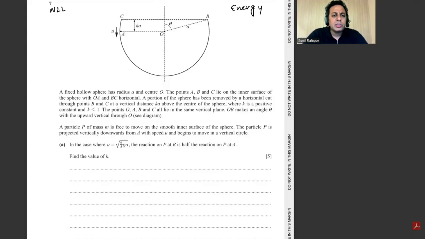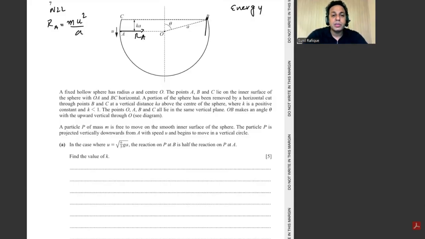So the reaction here, that is the reaction at A, and that's just the net inward force, and that is going to be ma, but I will use v squared over r. So radius is a and the velocity is u. So m u squared over a. That is the reaction at A, okay? Now consider the reaction at B, but this is slightly above the level of A.